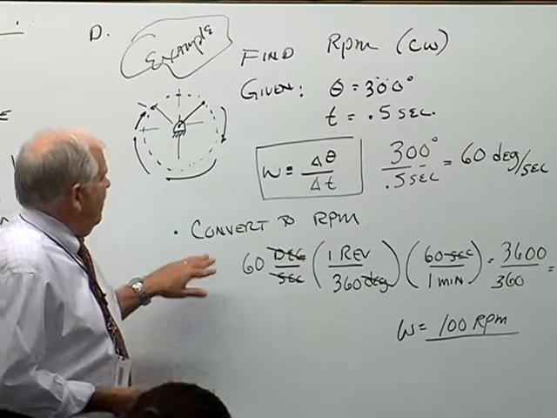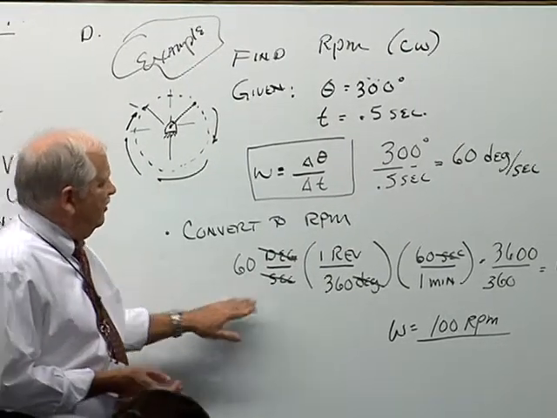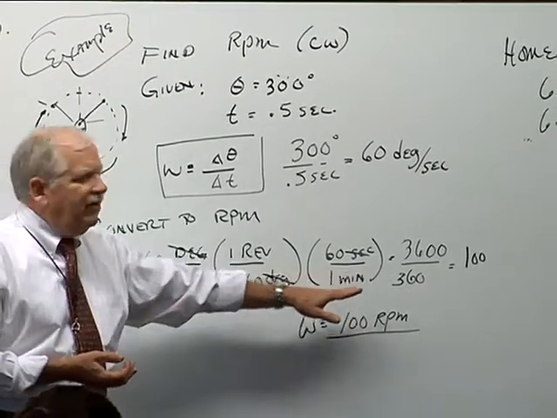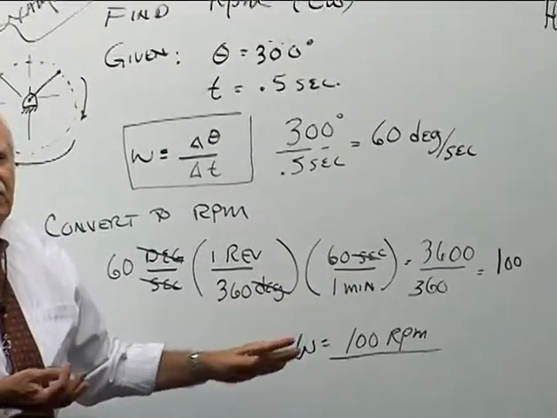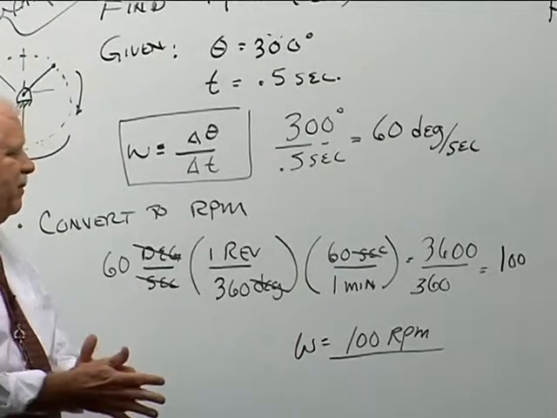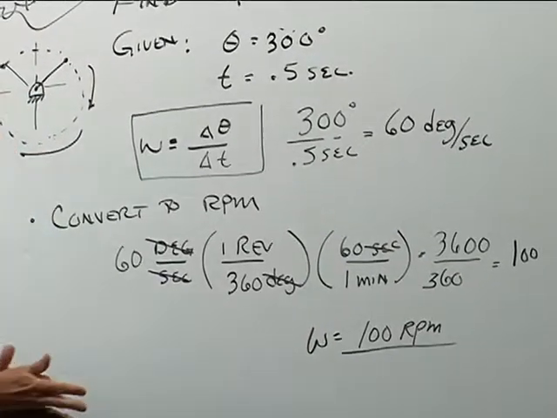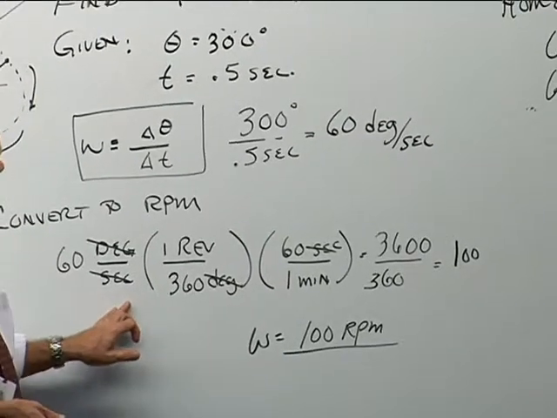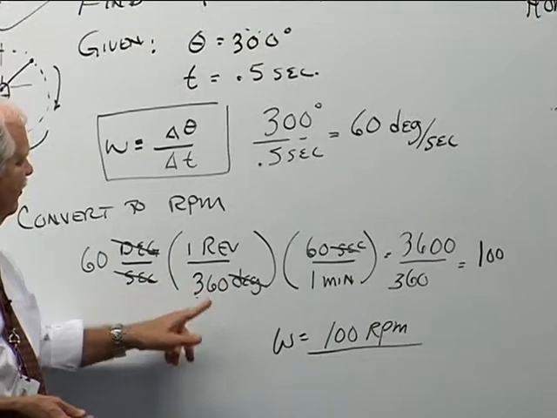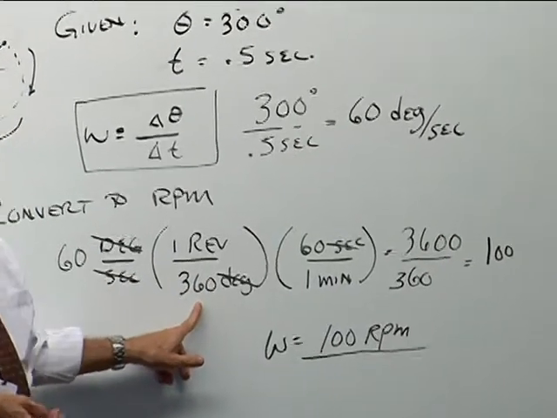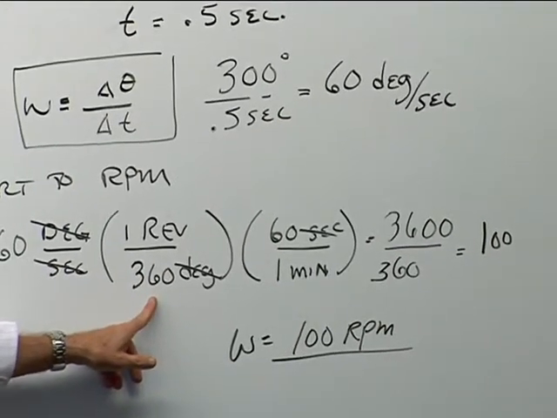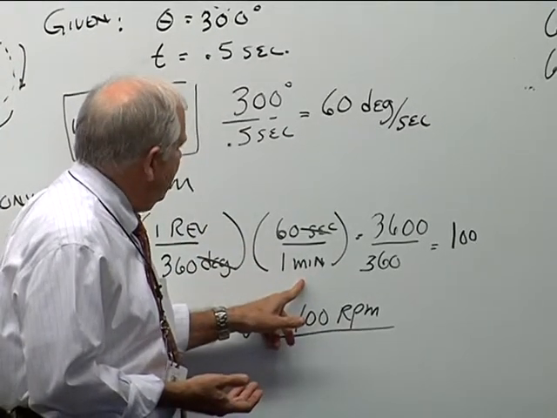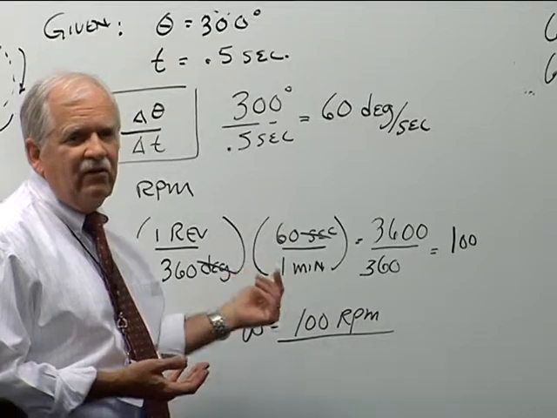So look, we just start to lay out the problem, and to clearly lay it out, I usually use this method. And for beginning students, this is probably a good way to lay it out. And I would recommend that you do this. So we have 60 degrees per second. I multiply that times 1 revolution per 360 degrees. And this is the conversion factor. And then 60 seconds per 1 minute, which is another conversion factor.